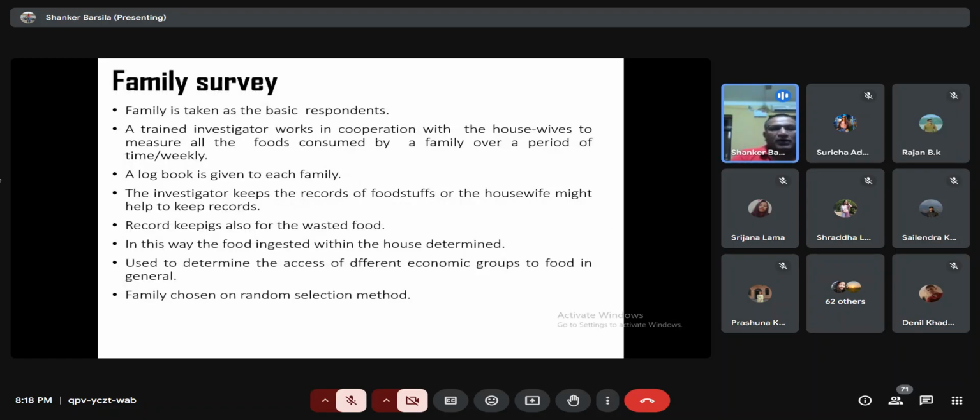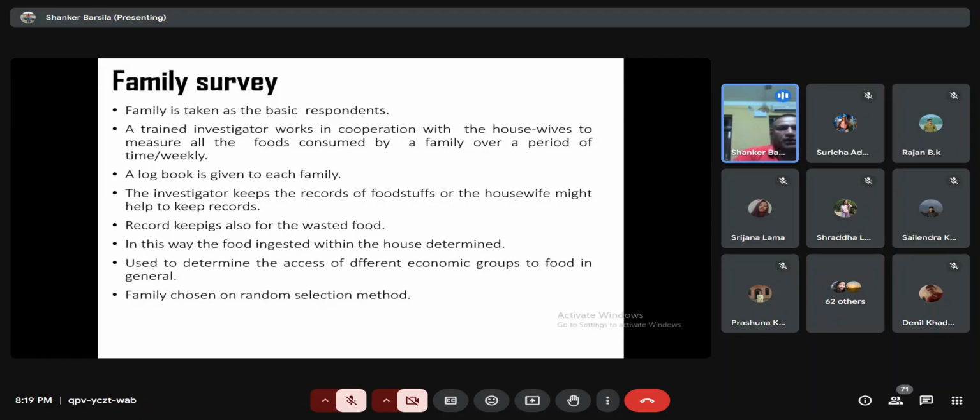Okay, so another reliable estimate of the nutritional assessment would be gained through the family survey like the anthropometric measurements. In this method these families are taken as the basic respondent. A logbook is given to the family, and all detail of the type and amount of food consumed over months or over a year would be collected, and based on these, the nutritional status of the people would be estimated. And in this method, you can set the selection of family as random.